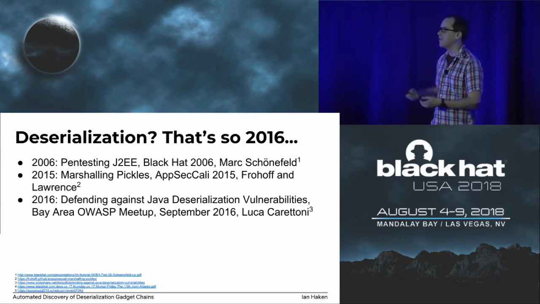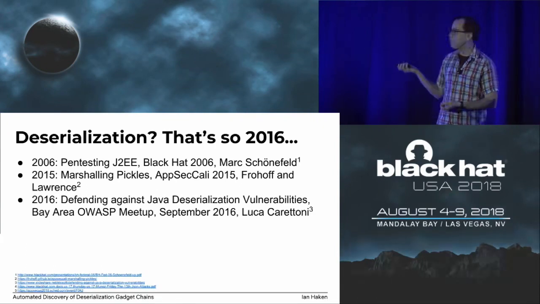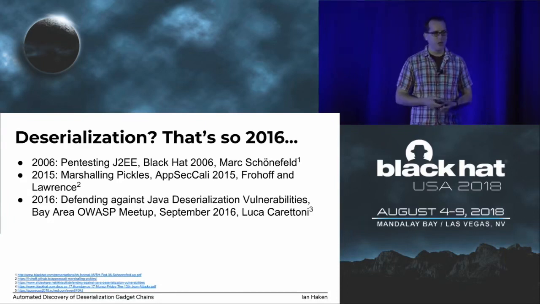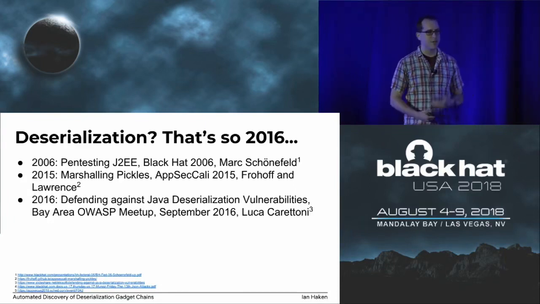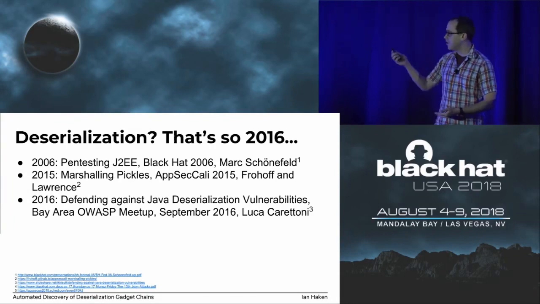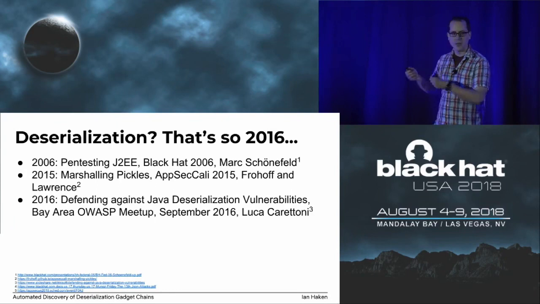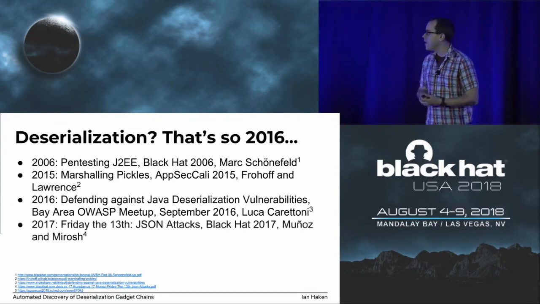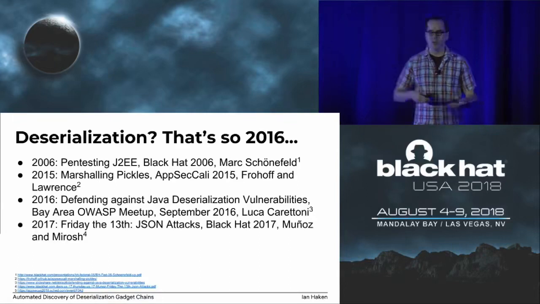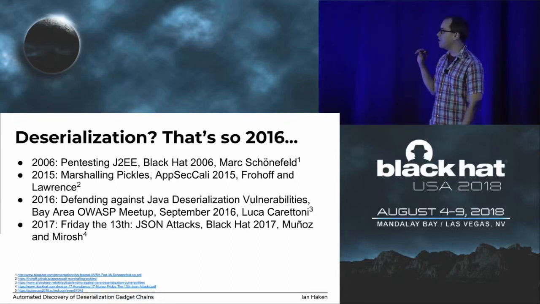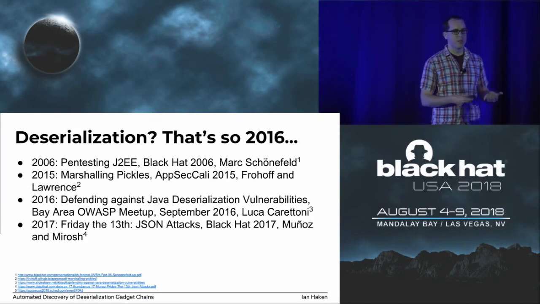And so lots of talks were given in that year. Probably my favorite one was by Luca at an OWASP meetup, where he did a really good job of outlining this is what a vulnerability is, this is what an exploit looks like, this is how you fix them. So this is a good talk to go look at afterwards if you want to dig a little deeper on what vulnerabilities look like. But the subject didn't end there. At last year's Black Hat, Munoz and Maroche gave a talk about JSON parsing libraries that are also subject to these kinds of deserialization attacks.